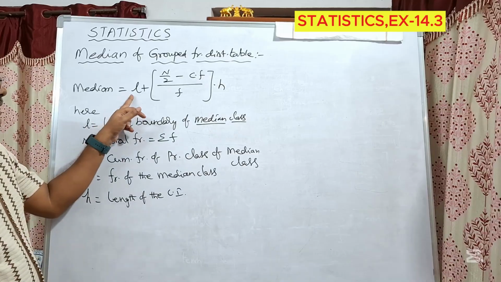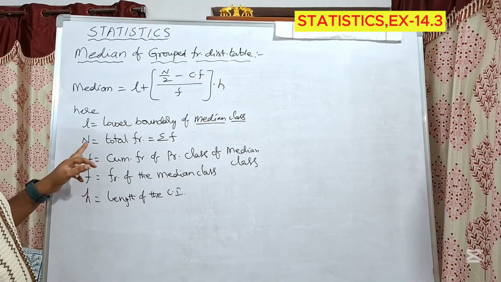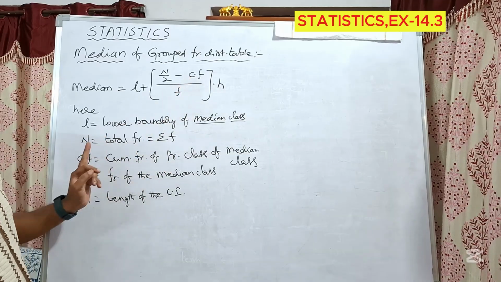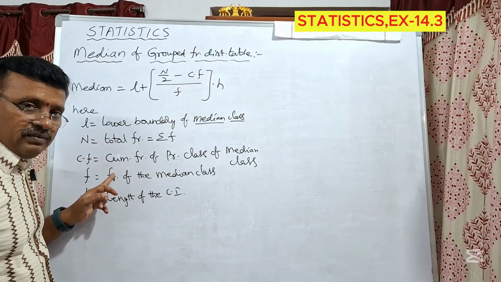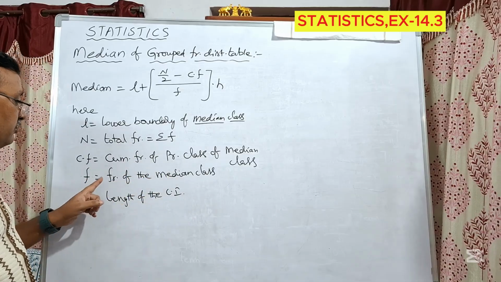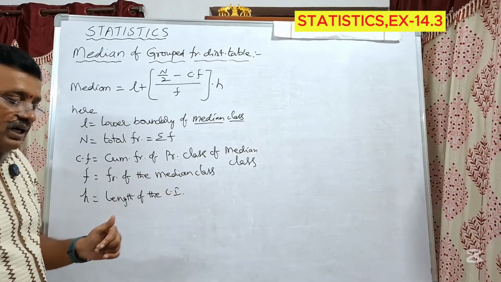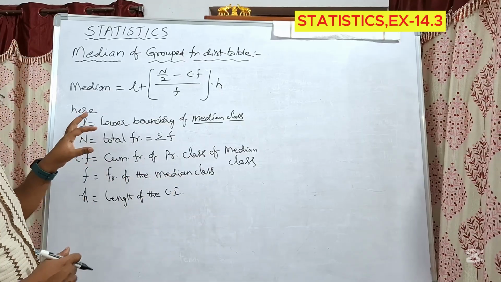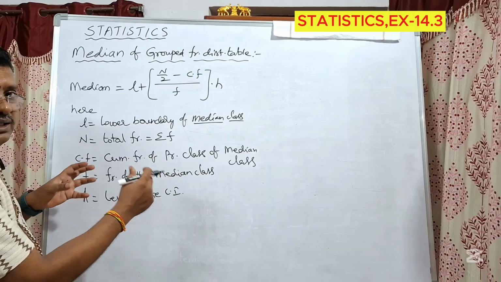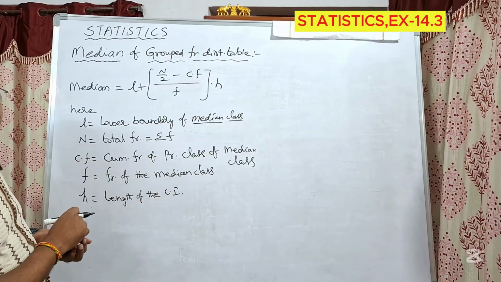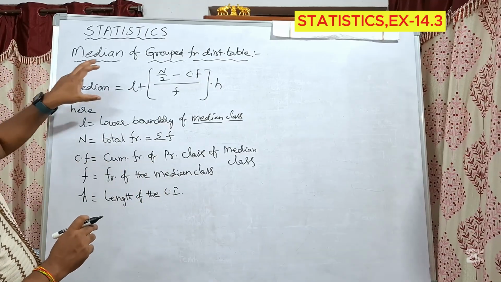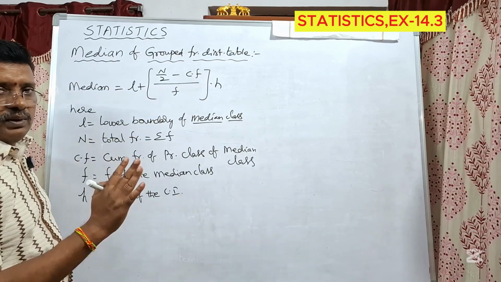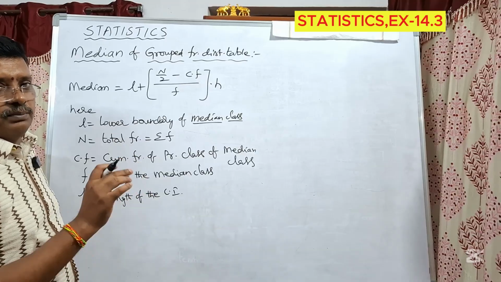So these are the values. L is the lower boundary of the median class. N means total frequency, which is nothing but sigma f. CF means cumulative frequency of the preceding class. F means frequency of the median class. H is length of the class interval. By finding all these values from the given frequency distribution table, write the formula, substitute in that, simplify. That's it. For 4 marks and 6 marks, these model questions are important.